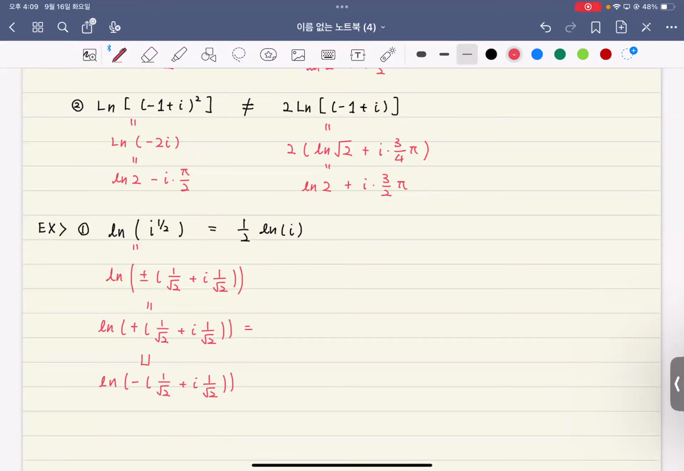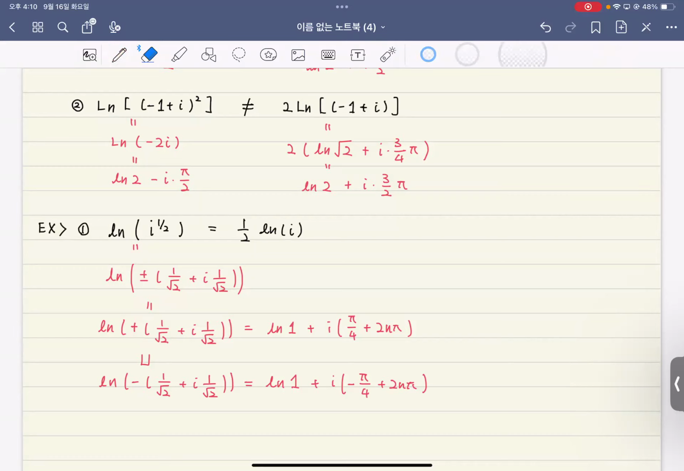Let's do this. What is the modulus of this number? The modulus of this number is 1, plus i times, and the principal argument of this is 45 degrees or pi/4, plus 2 n pi. And again, this number's modulus is 1, but the principal argument of this one is like minus.